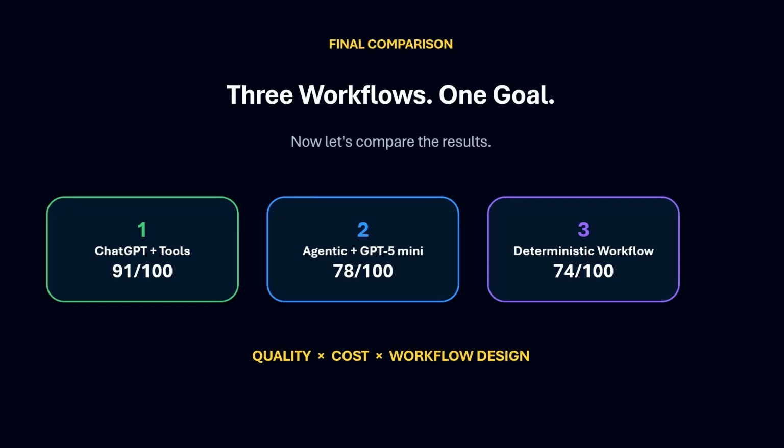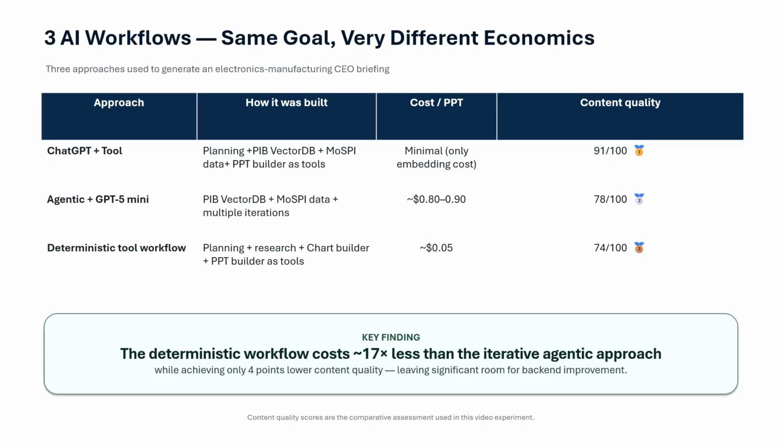So now let's put all three results side by side. The first approach, ChatGPT with the PIB and MoSPI tool, scored 91 out of 100 and had minimal additional cost. The iterative agentic workflow scored 78 but cost around 80 to 90 cents. And the deterministic workflow scored 74 while costing only about 5 cents.